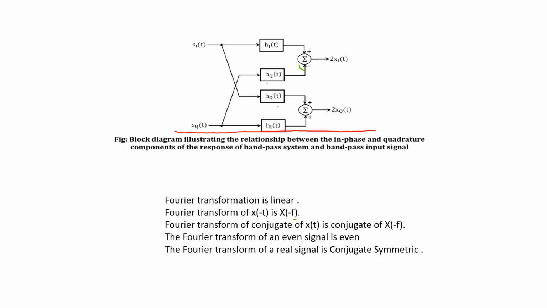You are feeding si of t, which gets multiplied with hi of t and hq of t, and feeding sq of t, which gets multiplied with hq of t and hi of t. Here at this point the low pass signal is represented as a summation with plus and minus, and here it is the summation of both parameters with plus. So this is the block diagram approach of a complex low pass signal. It gives the relationship between the in phase and quadrature components of the response of the band pass system and the band pass input signal.